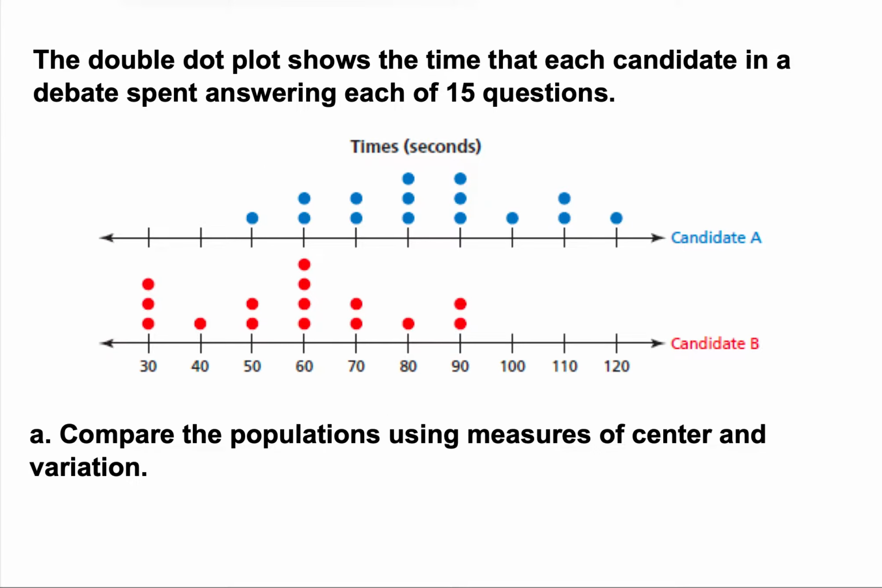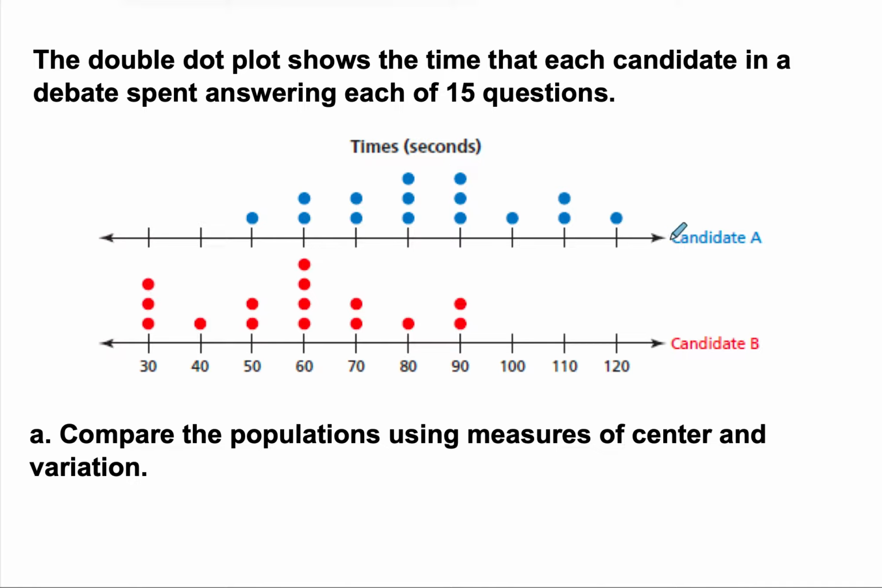So let's go ahead and take a look at our first type of problem. It says the double dot plot shows the time that each candidate in a debate spent answering each of the 15 questions. So the first thing we have to decide is, are these graphs symmetrical or skewed? When we do this, we look at one graph at a time. If either of them are skewed, we consider them skewed together.